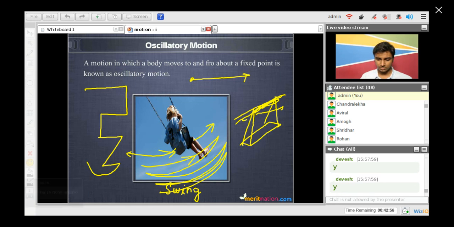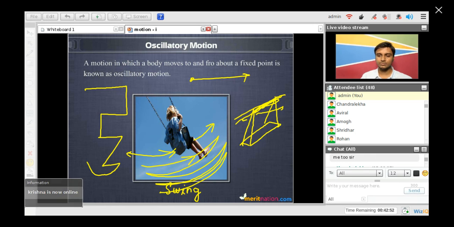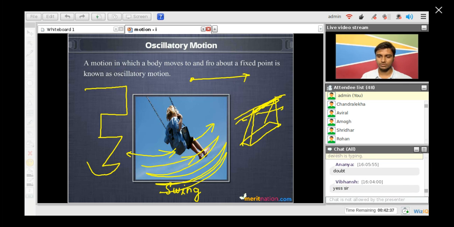Let's move ahead. Is it clear to every one of you? Oscillatory motion. This was about types of motion.